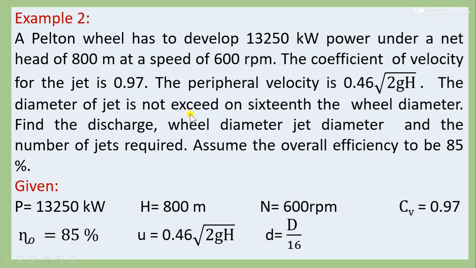Diameter of jet does not exceed 1 by 16 of wheel diameter. That is what small d is equal to capital D by 16. We have to calculate discharge, wheel diameter, jet diameter and number of jets. Overall efficiency is given in percentage. So enlist the given values, that is shaft power in kilowatt, head in meter, speed in RPM, Cv, overall efficiency. U is equal to 0.46 times square root of 2gh is given.